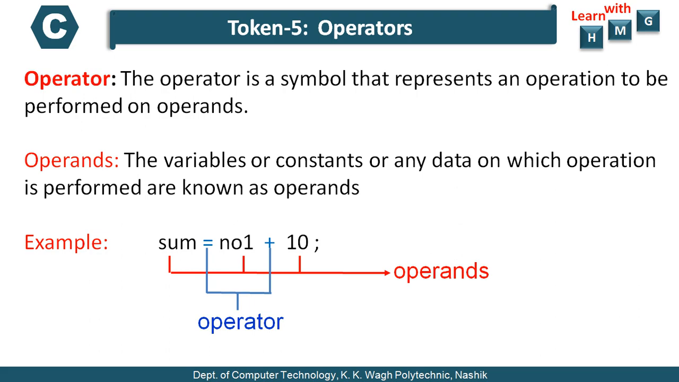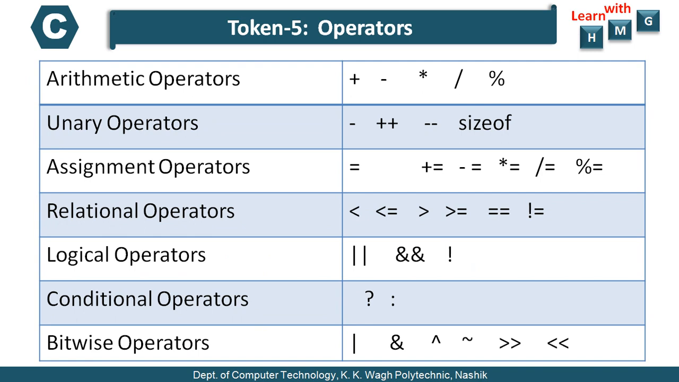Now let us see which are the various operators in C. These are the 6 types of operators in C. The first category is arithmetic operators. These are used for performing arithmetic or mathematical operations, that is plus for addition, minus for subtraction, asterisk or star for multiplication, forward slash for division, and the percentage symbol is called modulus, which is used to calculate or find out the remainder from a division.